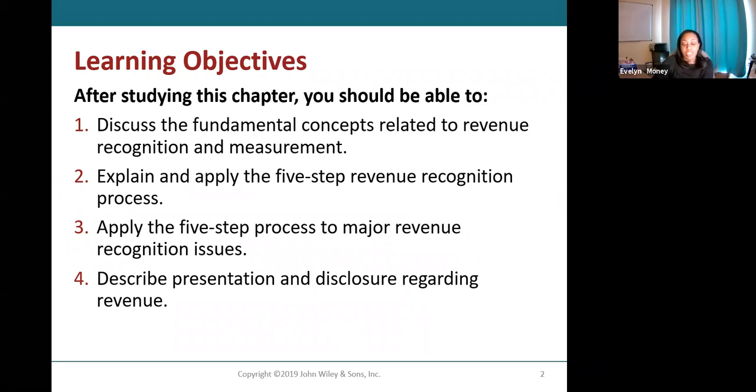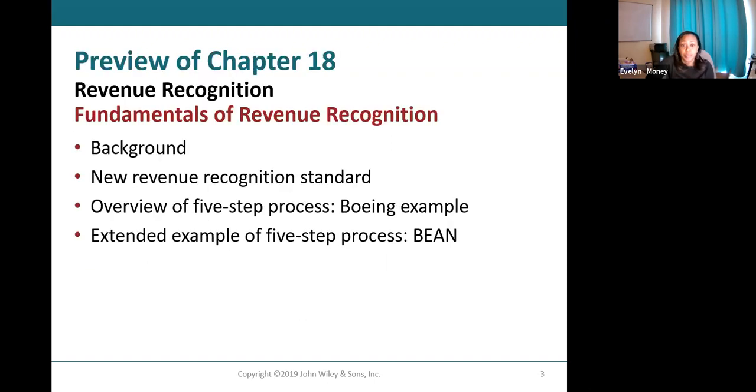A lot of the journal entries you will have seen before, we're just changing some of the details, and there are more details included in the problems so that you can apply the 5-step process. But the real problem portion of this chapter comes from the appendix, where we look at long-term construction contracts and how we record those long-term construction contracts.